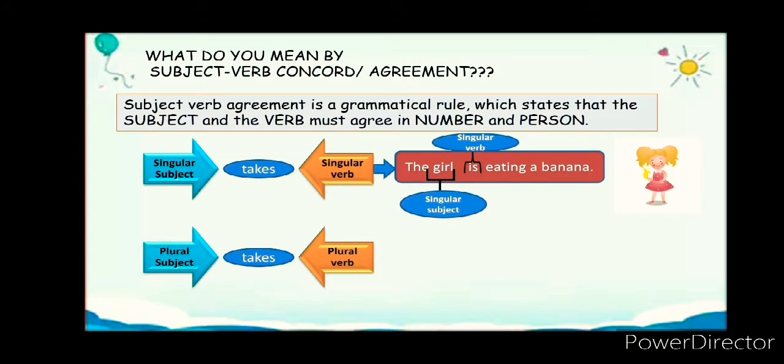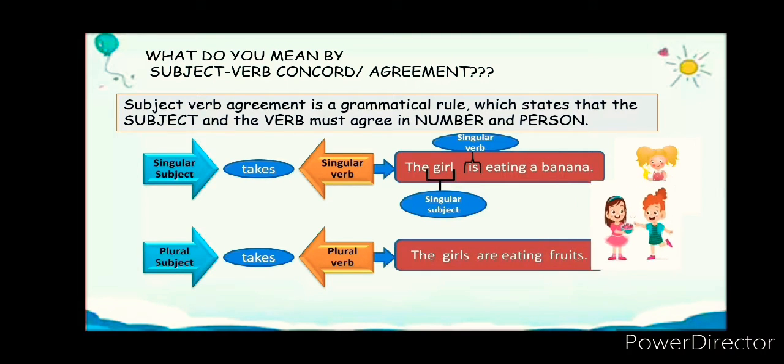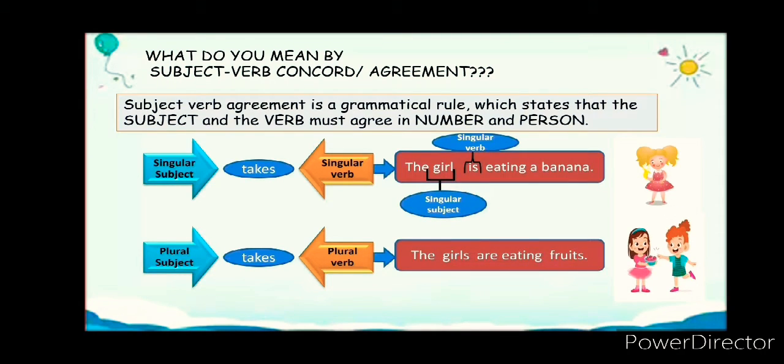Similarly, plural subject takes plural verb. For example, the girls are eating fruits. Here, the plural subject girls takes plural verb are.